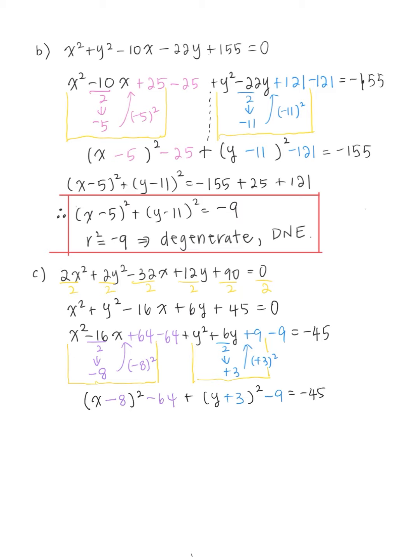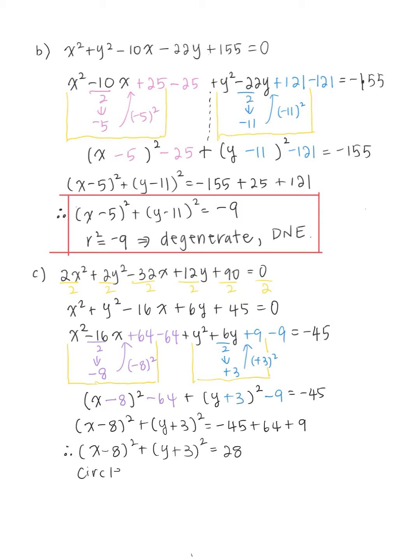So now let's bring all the constant terms to the right-hand side. Then you're going to have x minus 8 squared plus y plus 3 squared equals negative 45 plus 64 and then plus 9. So in this case, what do we get? 28. Therefore, we get x minus 8 squared plus y plus 3 squared equals 28. Okay, so that is actually a circle with the center at 8 comma negative 3.